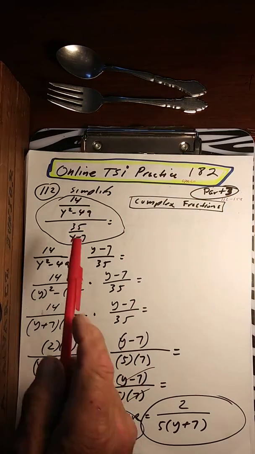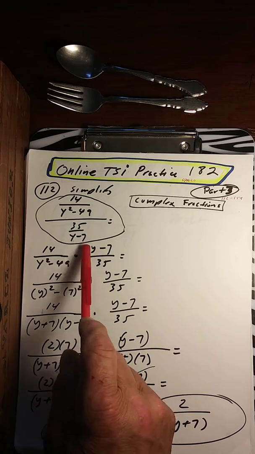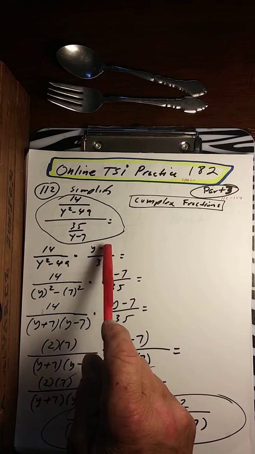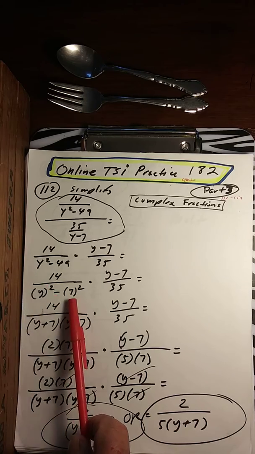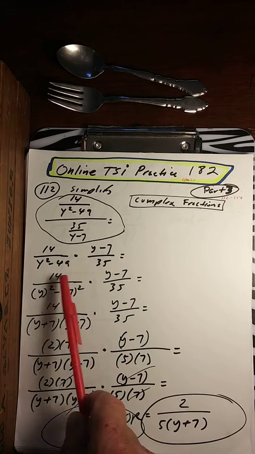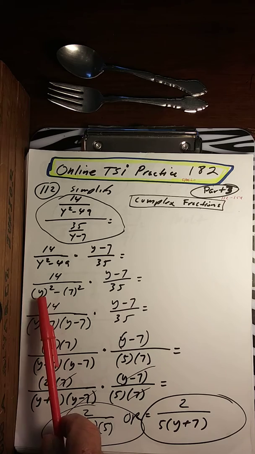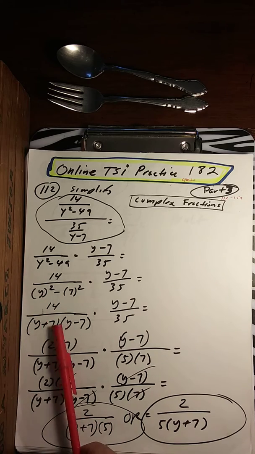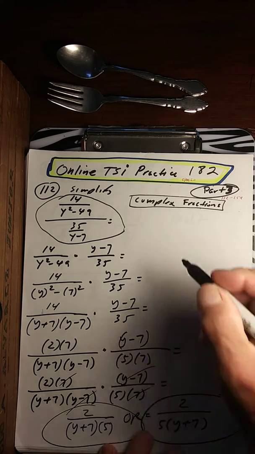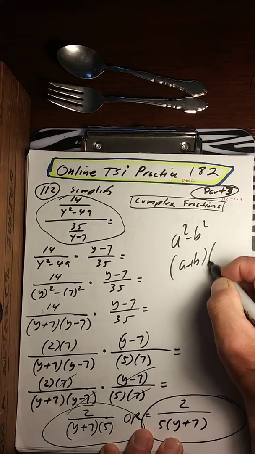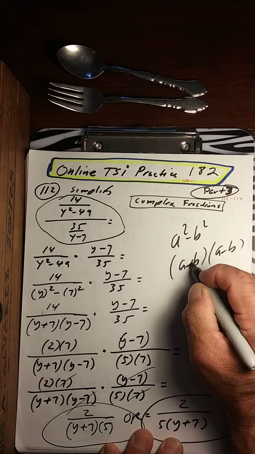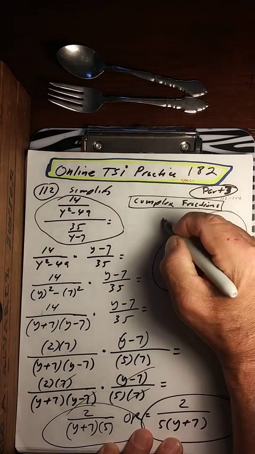Let's go ahead and simplify this. We have two fractions, so we can take the reciprocal of this one and rewrite it. Now we have this, and y squared minus 7 squared is the same as that one. Rewrite it because we're going to use the formula a squared minus b squared, which is a plus b times a minus b. So we have y plus 7 times y minus 7. That's all I'm using, the difference of squares formula.